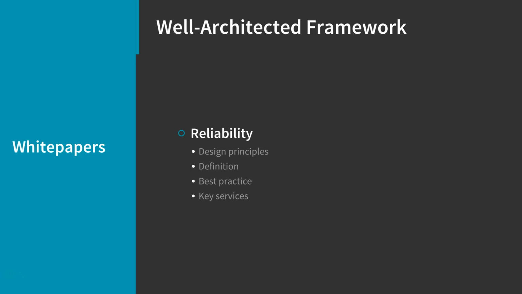Next, you should stop guessing capacity. A common cause of failure in on-premises systems is resource saturation, when the demands placed on a system exceed the capacity of that system. In the cloud, you can monitor demand and system utilization and automate the addition or removal of resources to maintain the optimal level to satisfy demand without over or under provisioning.